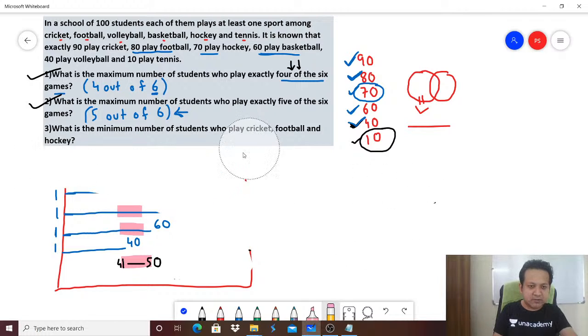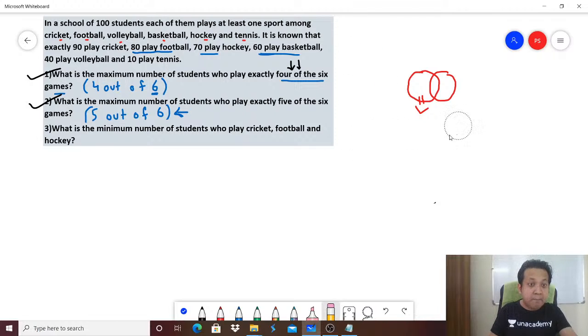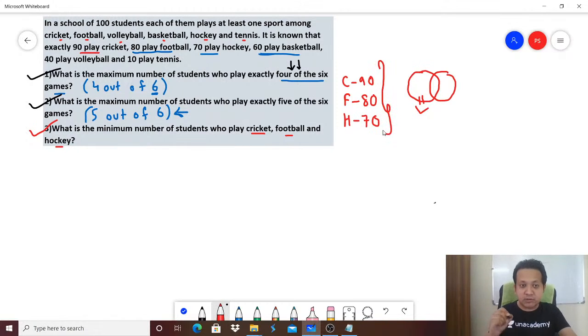Let's look at the third question now. Okay. Now, the third question is a bit different. Why is it a bit different? First of all, it is a bit different because they are asking you minima. They are not asking you maxima. Okay, not a problem. It's the same logic. Cricket, football and hockey. Can I take the corresponding numbers? 90 are playing cricket, 80 are playing football, and 70 are playing hockey. You know what? I need to minimize this 3. I need to minimize people who are playing 3 games. Let's draw it again.